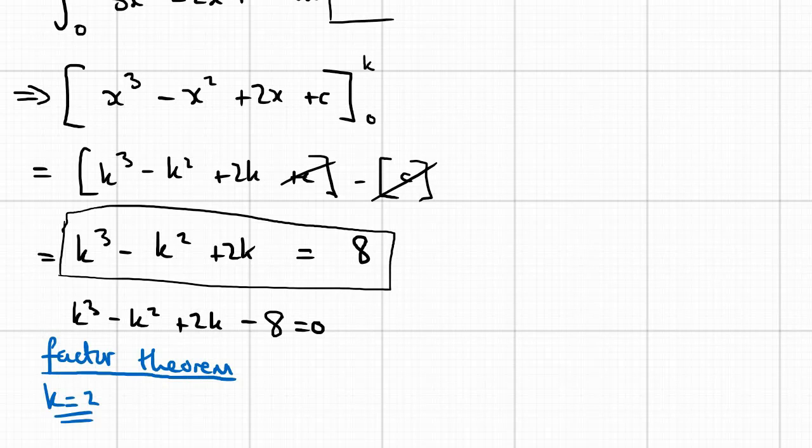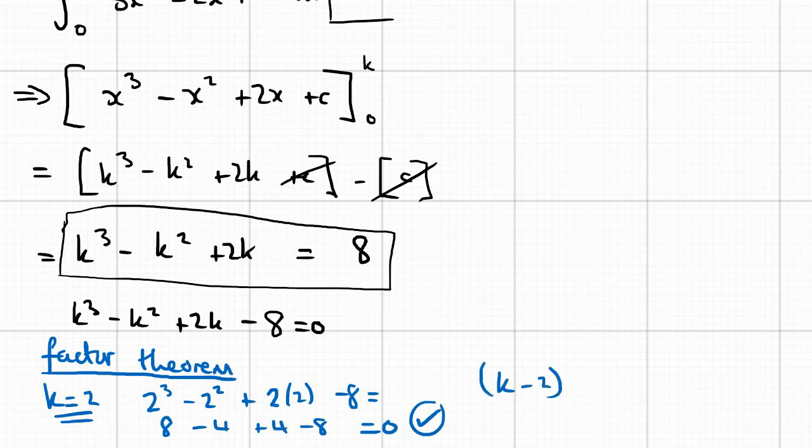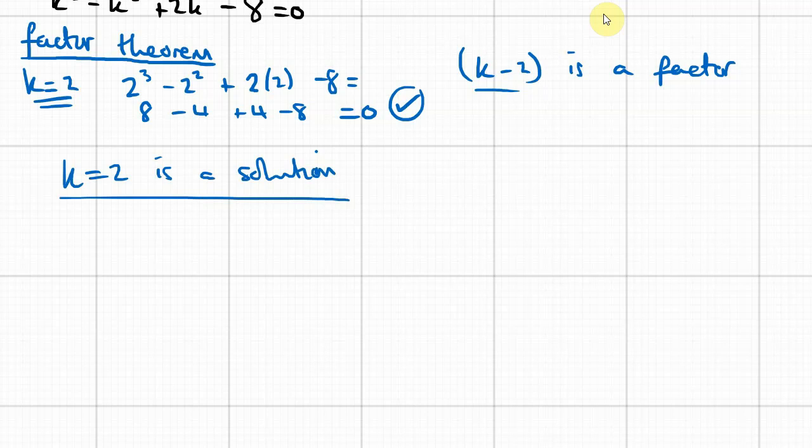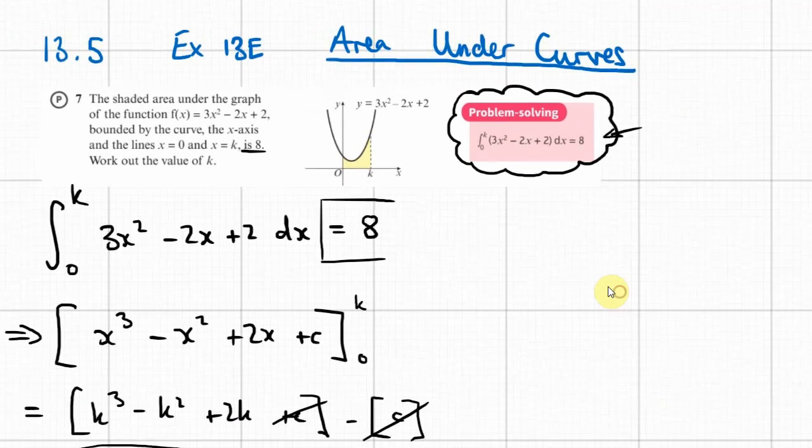k equals 2, so 2 cubed minus 2 squared plus 2 times 2 minus 8, well that equals 8 minus 4 plus 4 minus 8 equals 0. So we know that k minus 2 is a factor. Reverse the sign, because if we pull a solution from this bracket we'd get k equals 2, which is what we've got there. From this, I think in this question that's as far as we need to go. We're going to say, well, k equals 2 is a solution. So this value of k here would be 2.